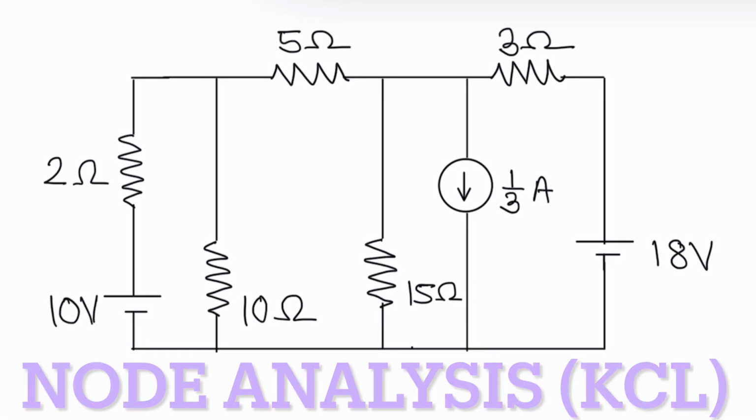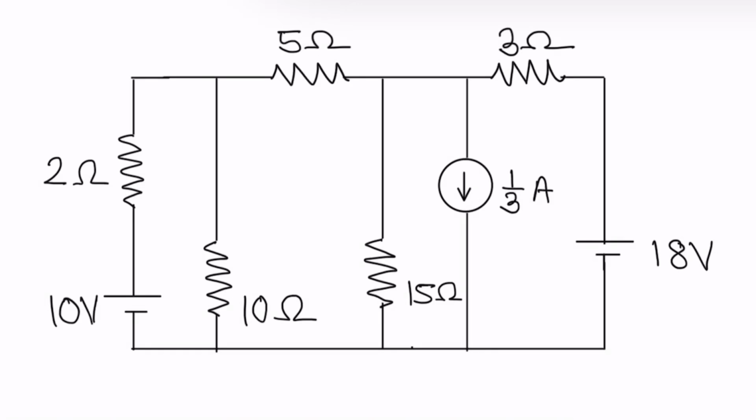To solve the problem using node analysis, let us first find out the reference node. We can see this is the reference node. We know the voltage at the reference node will be represented by 0 volt.